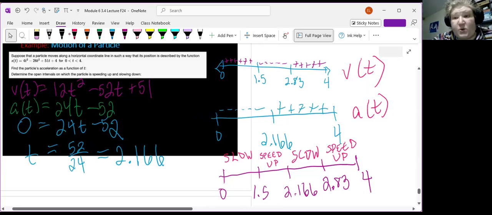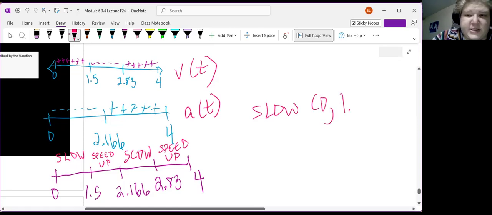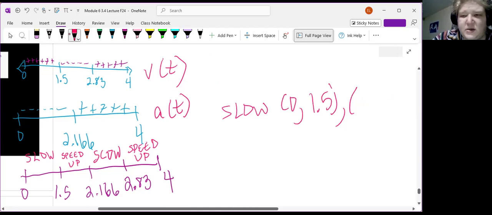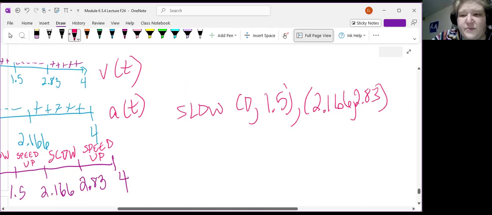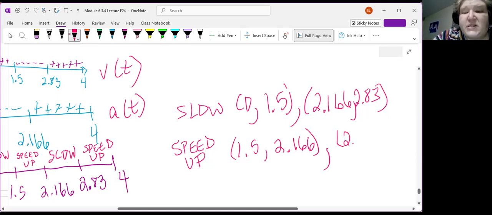So the open interval is when it's doing one or the other. We're slowing down from 0 to 1.5 and from 2.166 to 2.83. And then our speeding up is the other stuff: 1.5 to 2.166 and from 2.83 to our end value of 4, as described by the original setup.